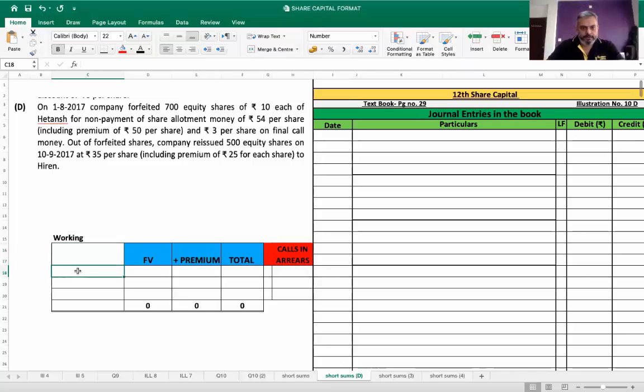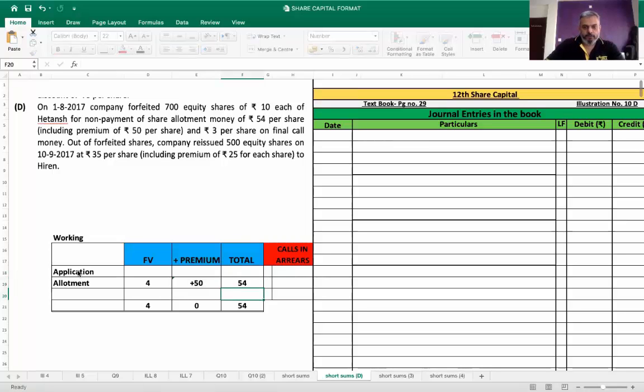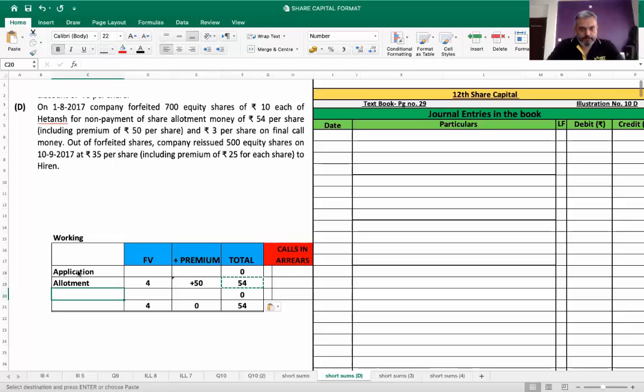Now over here, application, later allotment, face value is 4, premium is rupees 50. So total is 54. Now, final call is rupees 3 per share.